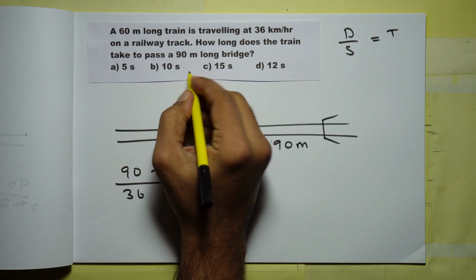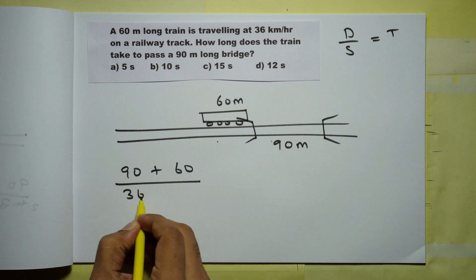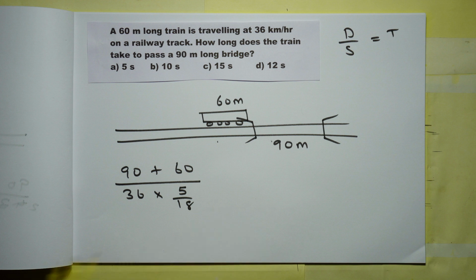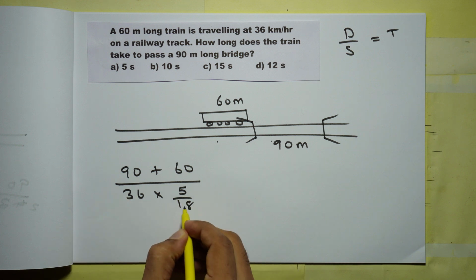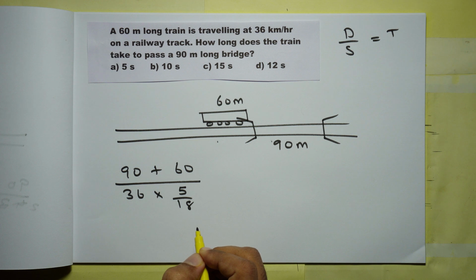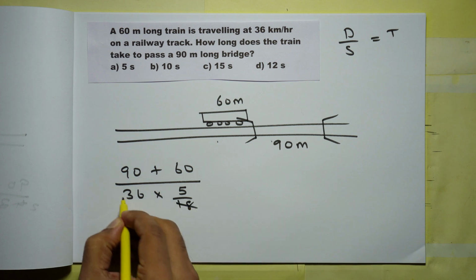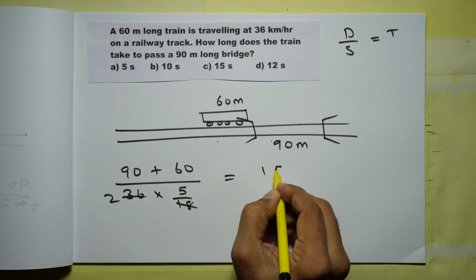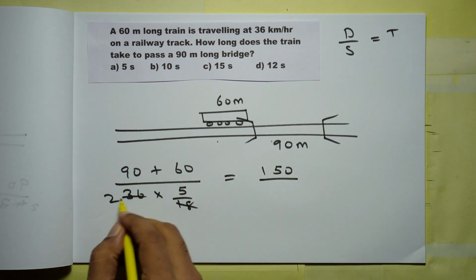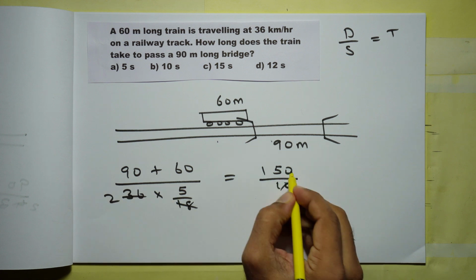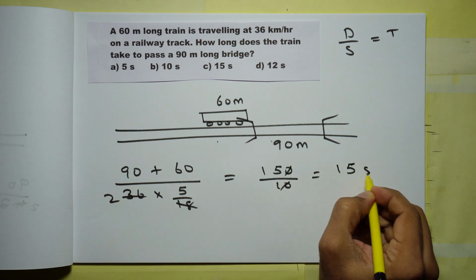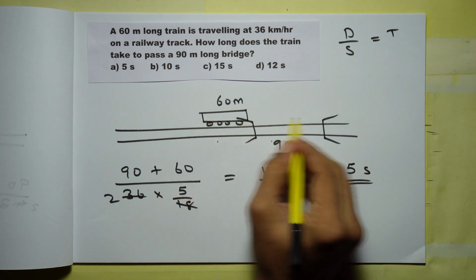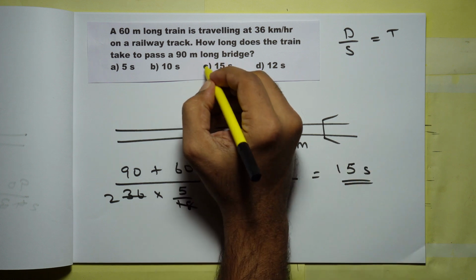Now answers are given in seconds. So we'll convert kilometers per hour into meters per second. That is, we'll multiply by 5 by 18. To convert kilometers per hour into meters per second, we have to multiply by 5 by 18. Now here 18 divides 2 times. So this you will get as 90 plus 60, 150, divided by 2 into 5, 10. So 0 and 0 cancel out. What we get is 15 seconds. So that is the time required for the train to pass this bridge. 15 seconds, that is option C.